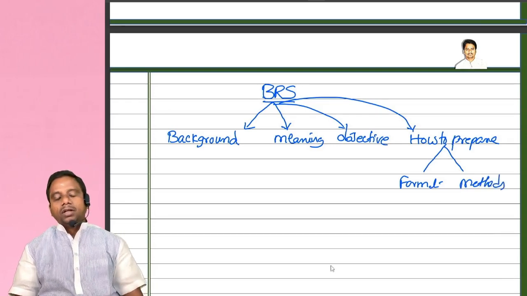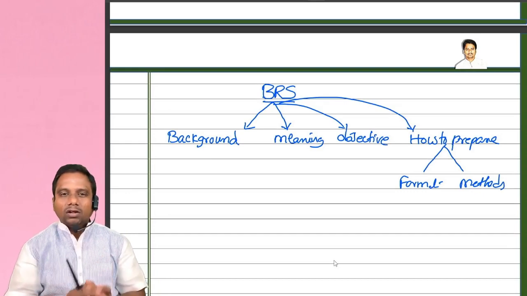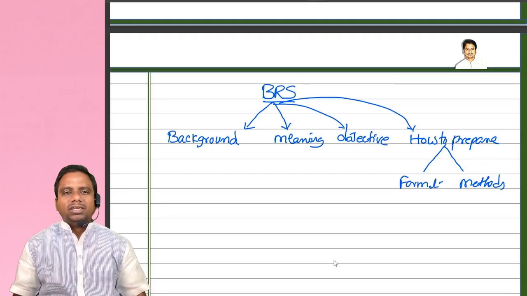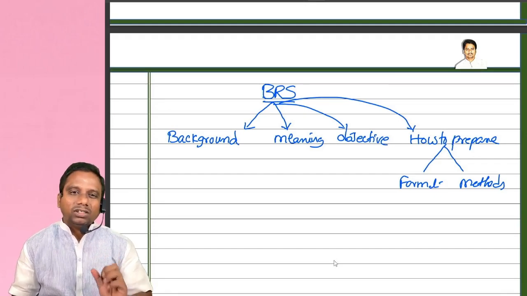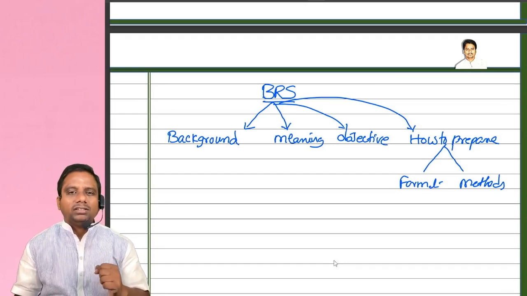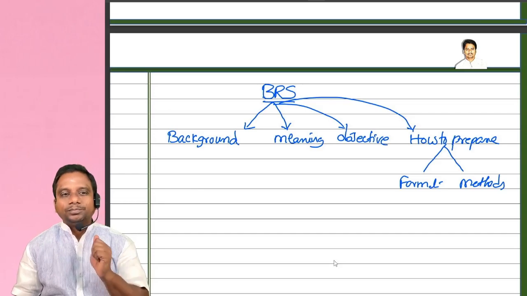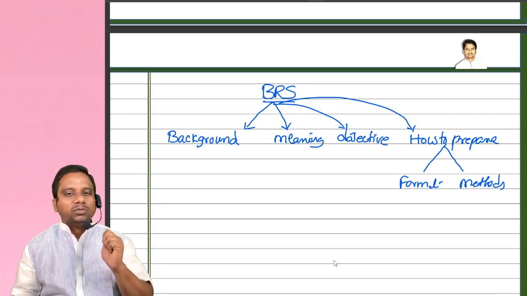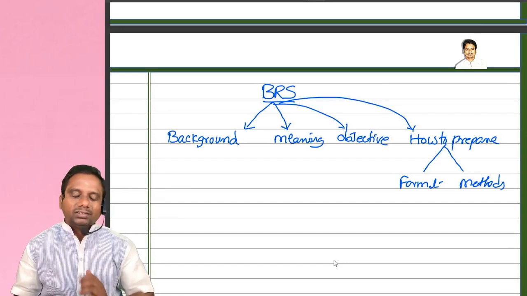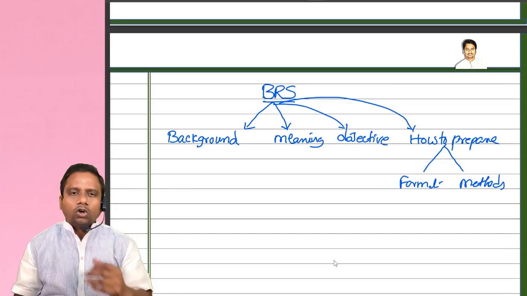Observe carefully. Before learning any chapter, just look at the background first. After that, what is the meaning of this BRS? In the concept of journal, we understood what is a journal. In the concept of ledger, we understood the meaning of ledger. In trial balance, we understood the meaning of trial balance, subsidiary books, cash book, bills of exchange, promissory note. In the same manner, we try to understand what is BRS and what is the objective.